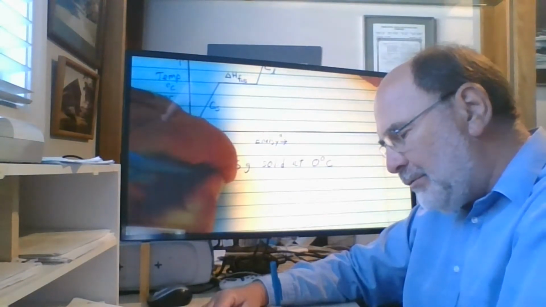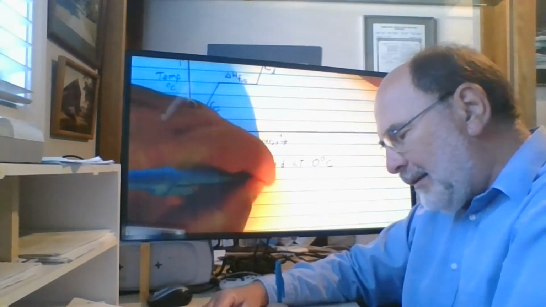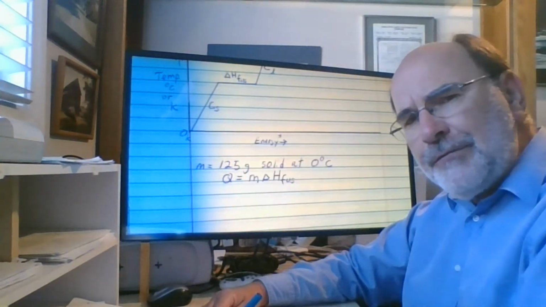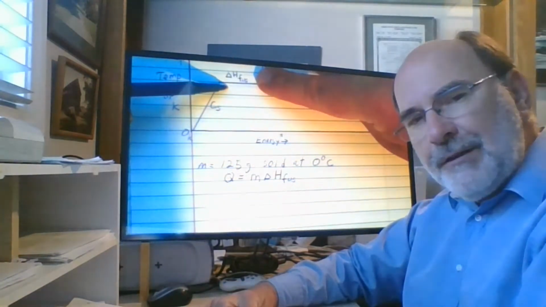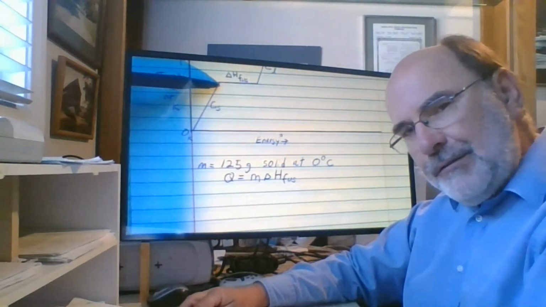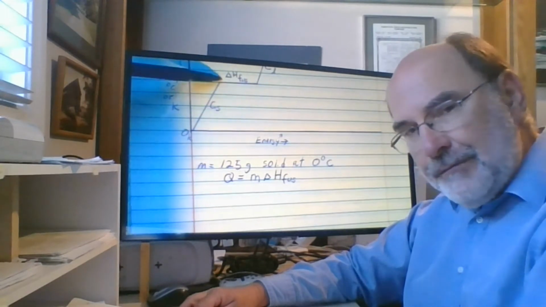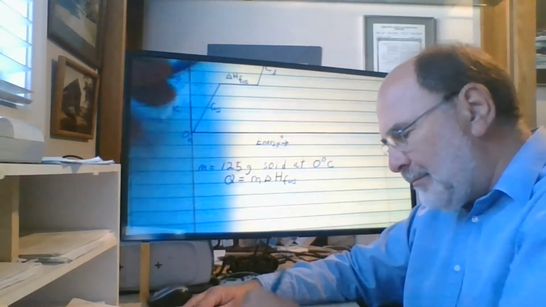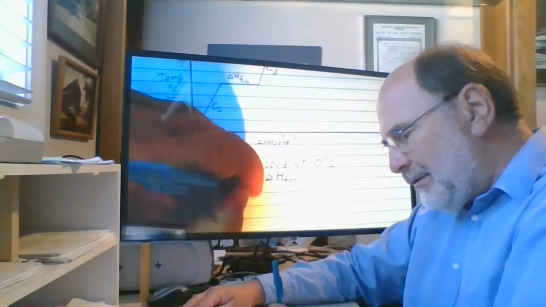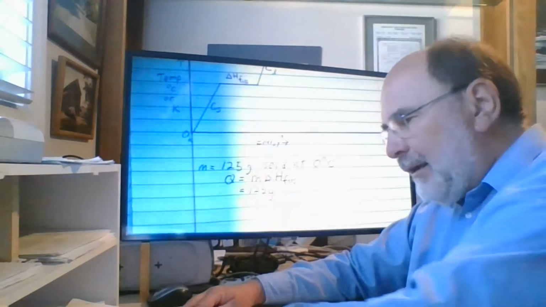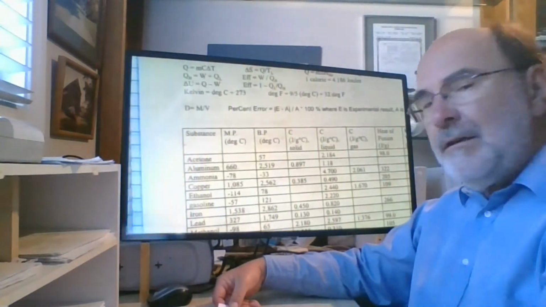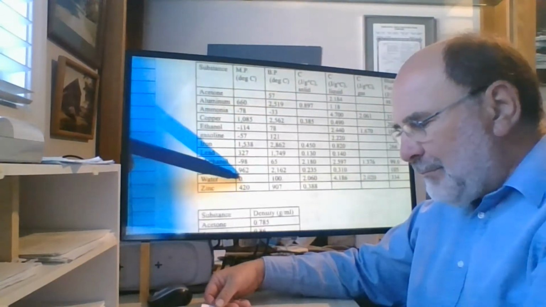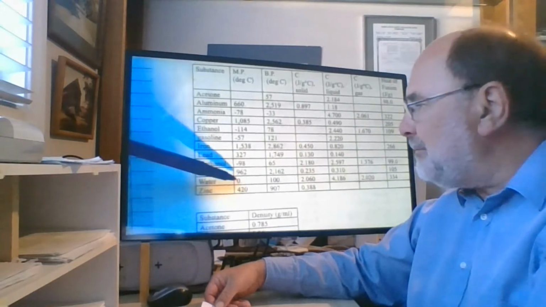So the equation is Q equals m delta H of fusion. The heat energy needed to transform a substance from one phase to another is equal to the mass that we're dealing with times the heat of fusion for that particular substance. All right, so in the case of this problem, the mass would be 125 grams. And when I go to my handy dandy lookup table, your reference sheet, for the substance of water, its melting point is 0 degrees. That's where I am now.